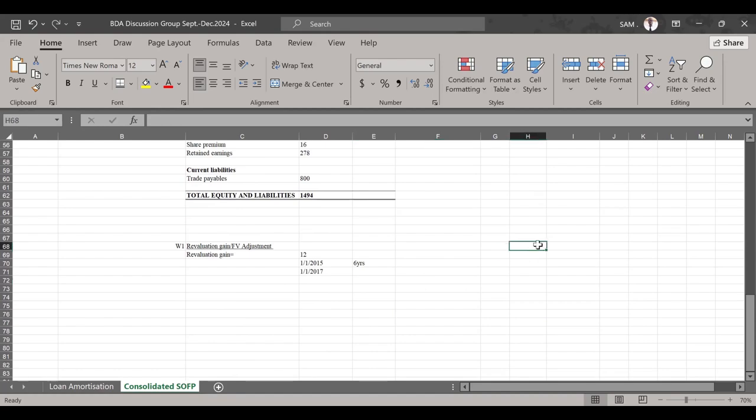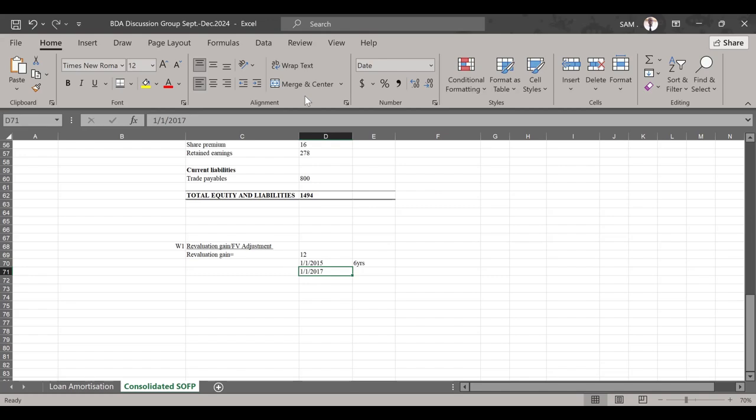So if it was supposed to be depreciated for 6 years, I want you to be very keen, because there is a very serious concept here that you should not miss out. We are told that the date of purchase was 1st of January 2015. What is the period from the date of purchase of this asset to the date when this subsidiary was acquired? From 1st of January 2015 to 1st of January 2017, 2 years has elapsed.